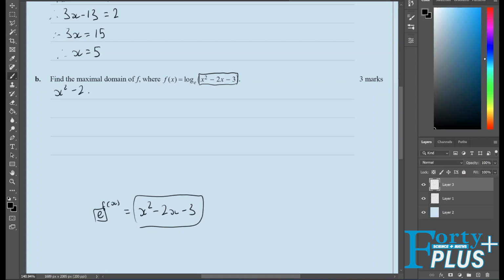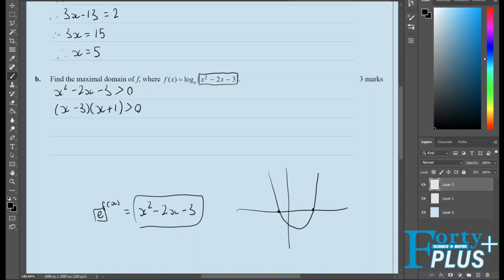x squared minus 2x minus 3 is greater than 0. Now we can factor this quite nicely, so it'll be x minus 3 times x plus 1 is greater than 0. Now, before we provide the final solution, what I always like to do with these sorts of questions is just draw the graph to actually see what we're looking at. So if we mark our x-intercepts in, we're going to have one at 3, which is about there, and one at -1, which is about there. We know it's a positive parabola, so it's going to look something like that.